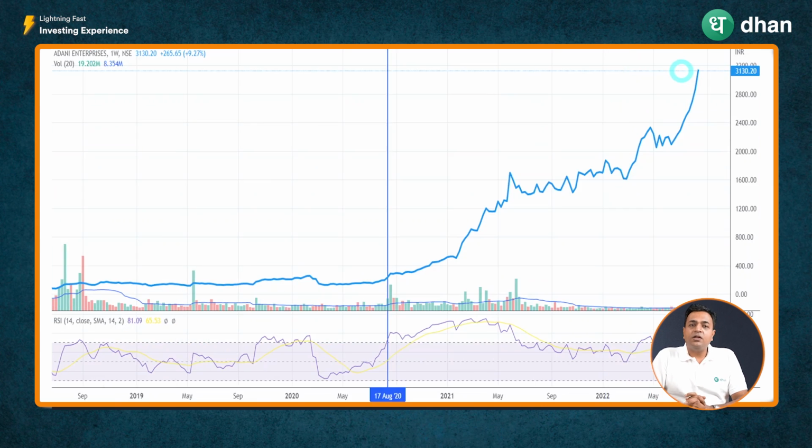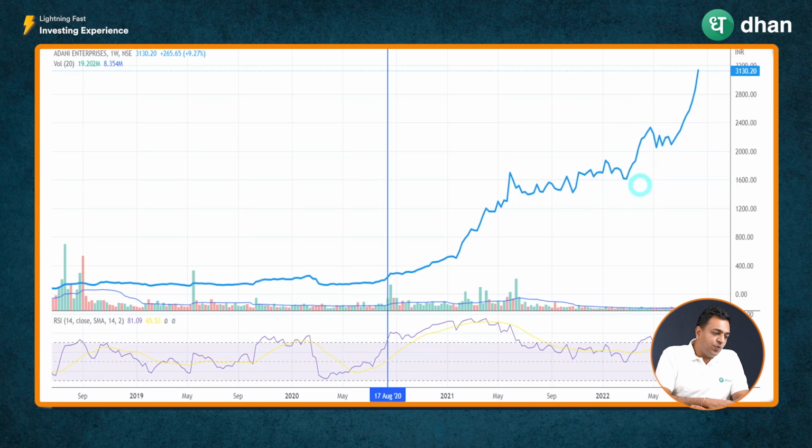Yet another example, which is one of the favorites around this time, is that of Adani Group stocks, and on my screen I have the chart of Adani Enterprise. Around the same time, that is August 2020, the RSI started going beyond 70, and from a stock price level of around 350-400, today the stock is at 3000 plus levels in a matter of 2 years. So again, if you had exited your long positions just because the RSI was in the overbought zone, you would have missed out on this rally big time.